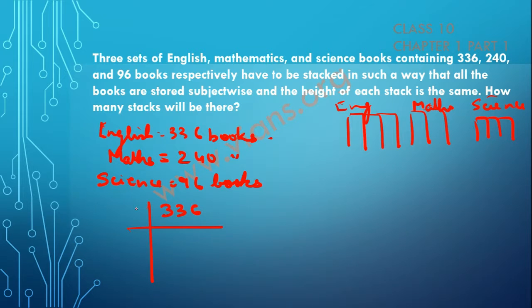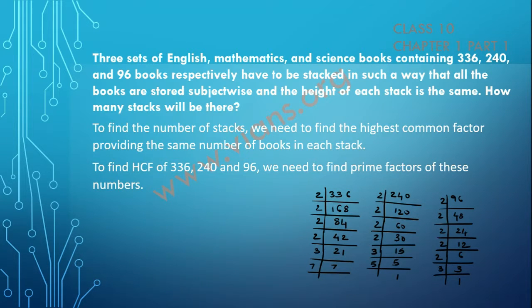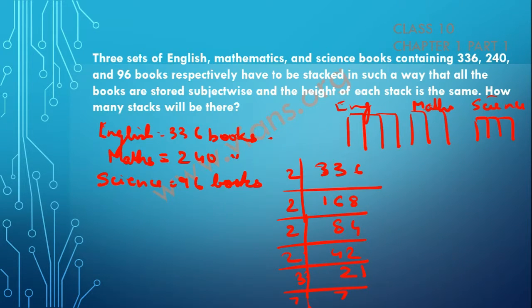So for example, let's now prime factorize these numbers. Let's do prime factorization of 336 here. 336 ends with 6, so 2 will divide it. 2 1s are 2, 2 6s are 12, 2 8s are 16. Again ends with 8, so 2 divides it. Ends with 4, 2 will divide it. Ends with 2, 2 will divide it. 3, 2 plus 1, 3, and then 7. So you've done 336.